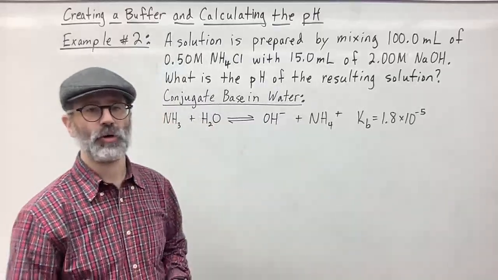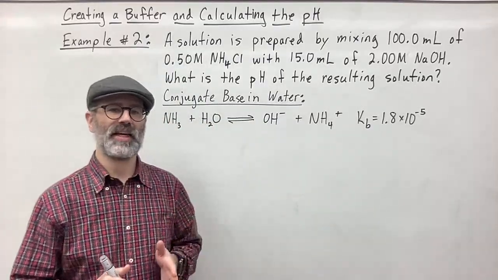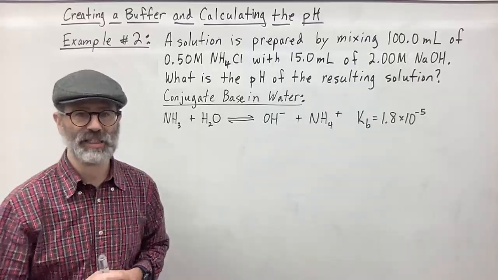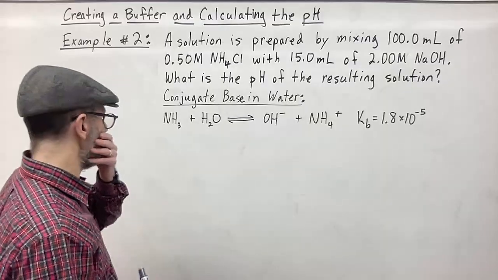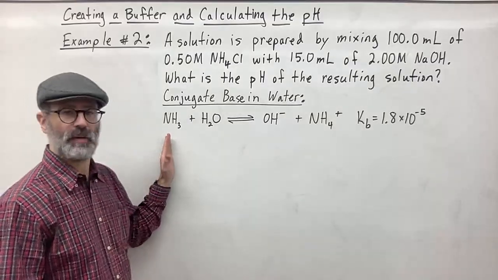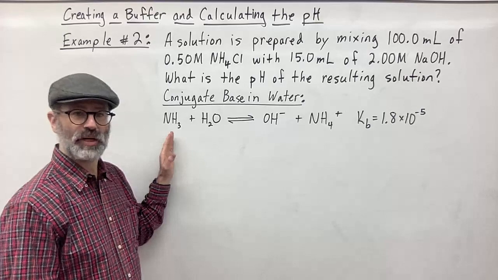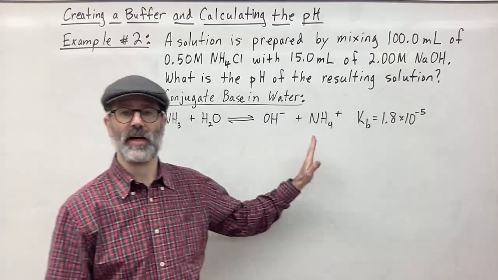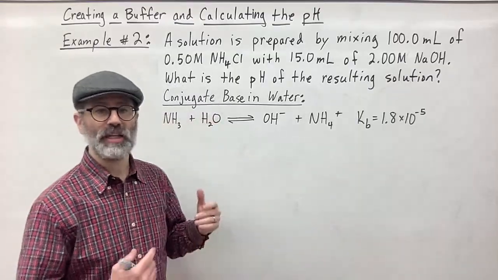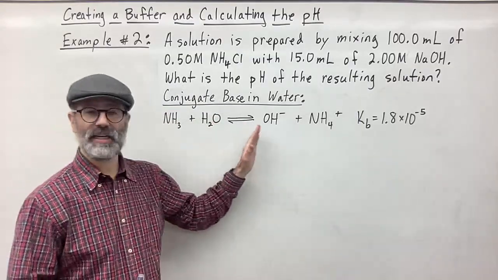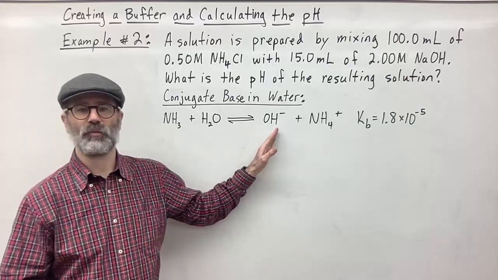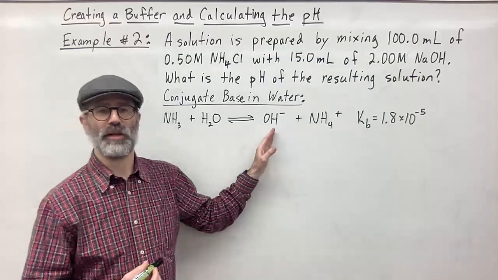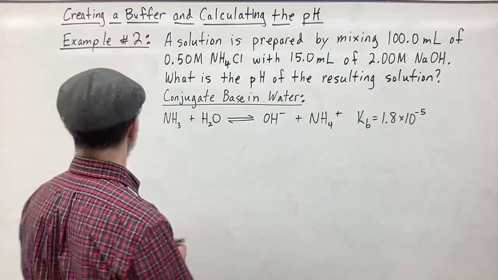Okay, so now we're going to do the same exact thing, but now we're going to start with the conjugate base. We're going to do it from the perspective of the conjugate base in water. All we did here is take the conjugate base, NH3, which is ammonia. That's going to react with water to form the hydroxide ion and NH4 plus. So in this case, instead of finding the H plus concentration, we're going to end up finding the OH minus or hydroxide concentration, and then we're going to have to do that from the pH or pOH.